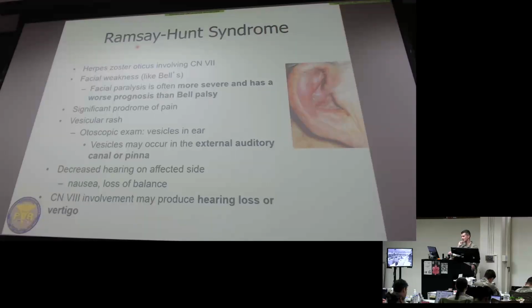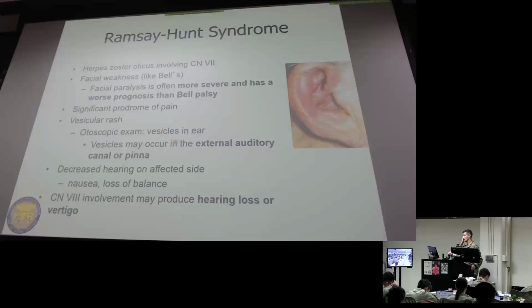Other place where I can get shingles and it affects my ear is called Ramsay-Hunt syndrome. So think the herpes zoster oticus involving cranial nerve 5, 6, 7. It can cause that facial weakness like Bell's palsy, but tends to be a lot worse. Think, hey, if I get herpes vesicles inside my ear, what's the thing I'm worried about being lost now?